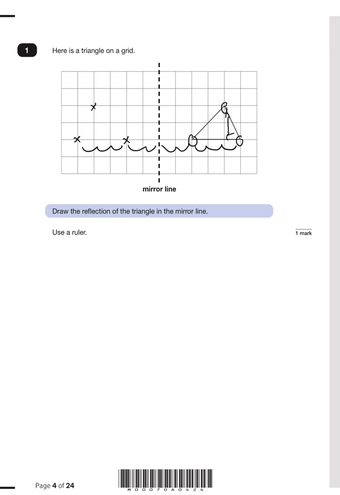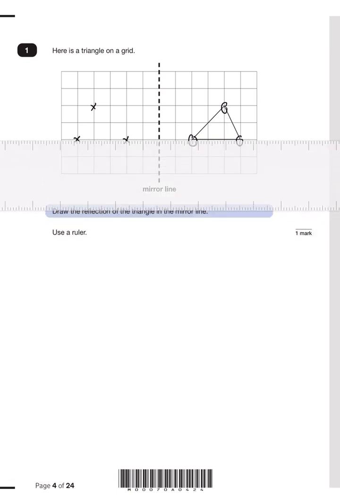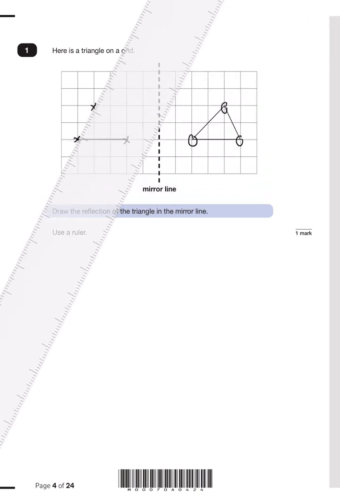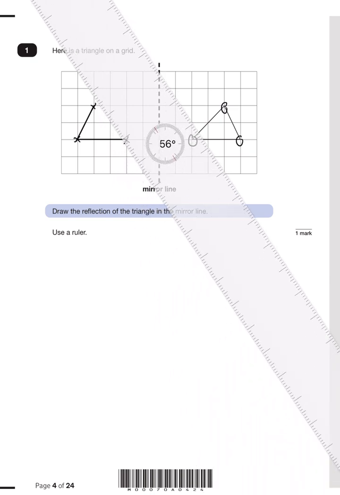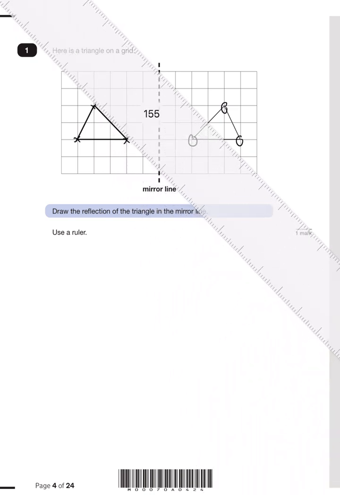And to finish the drawing, we need to connect the 3 markings we have just made with 3 lines. That's 1, that's 2, and 3.